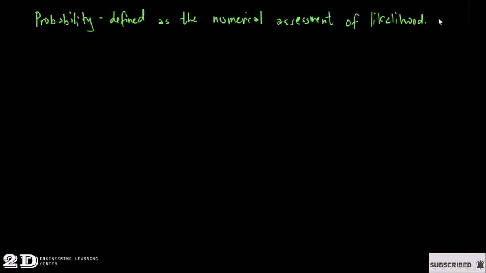Okay, so the numerical assessment of a likelihood is between 0 and 1. So what does it mean? If, for example, you are going to get the probability of a certain event to happen, its probability is between 0, which is interpreted as it will never occur, and 1, which is 100%, or most likely it will occur.